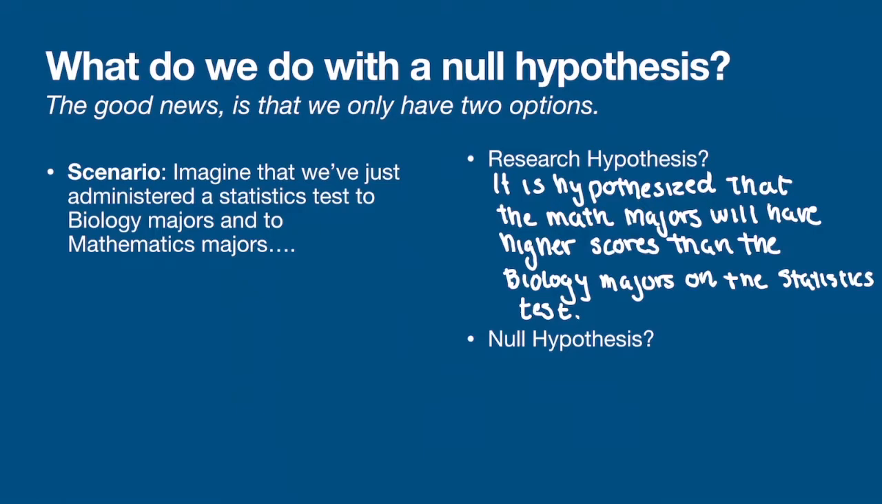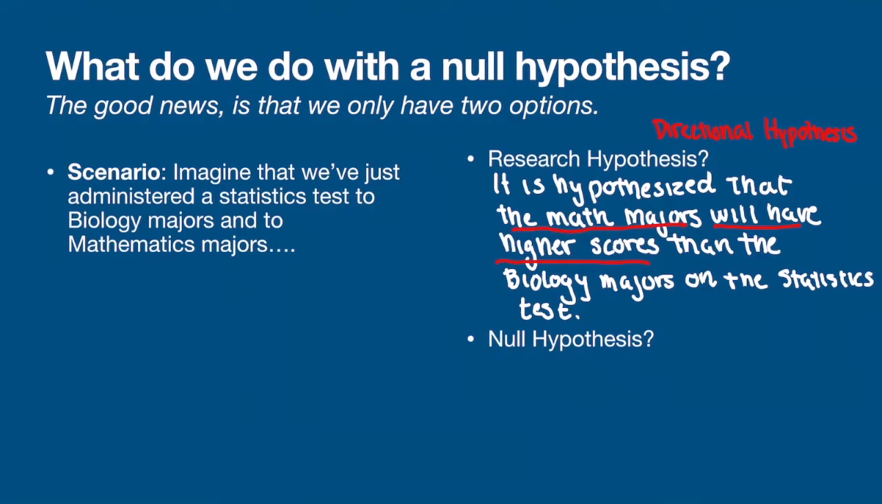So let's double check ourselves here. We have said it is hypothesized that the math majors will have higher scores than the biology majors on the statistics test. So let's look at what we said. We said the math majors will have higher scores. So because of that, we have listed a directional hypothesis. Okay, so hopefully that makes sense.